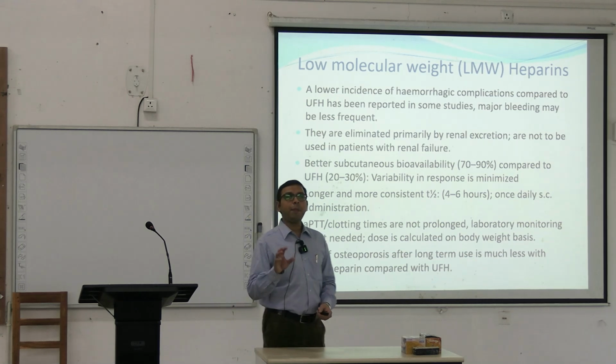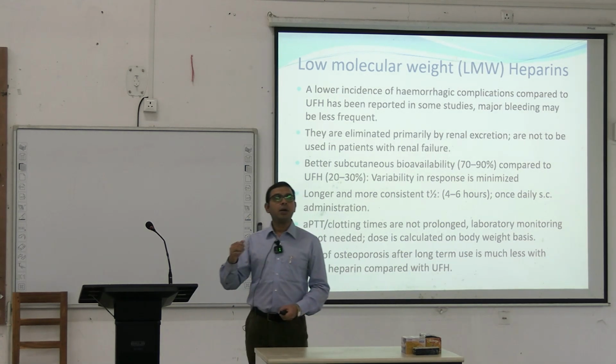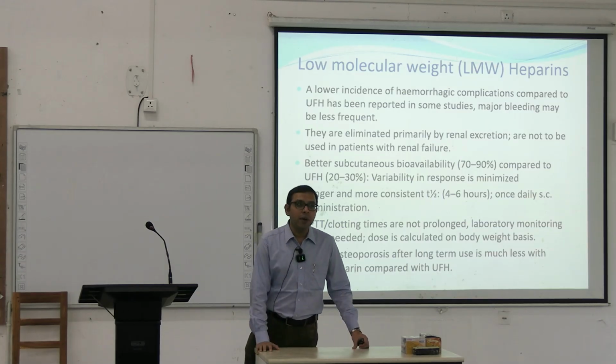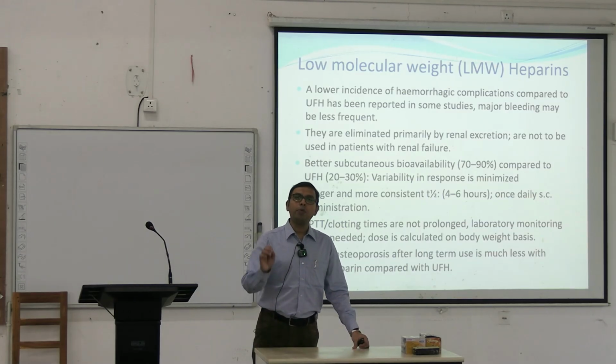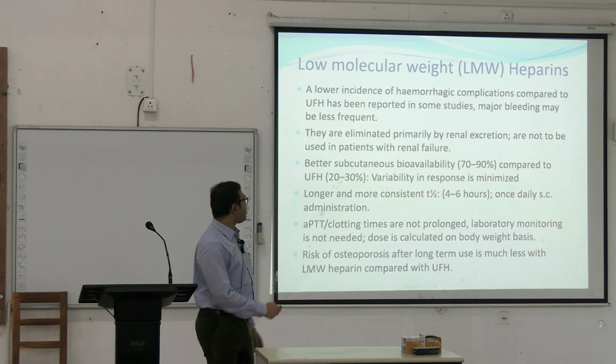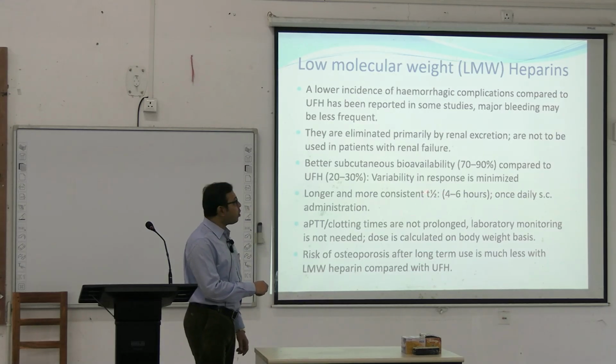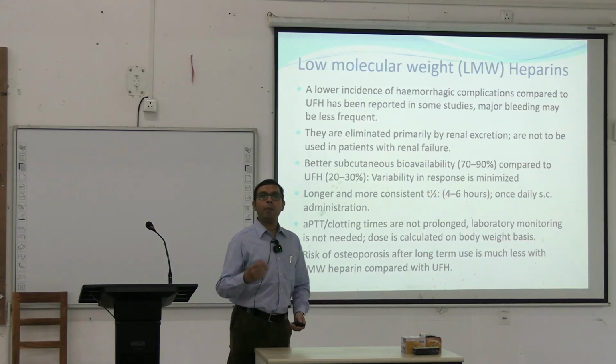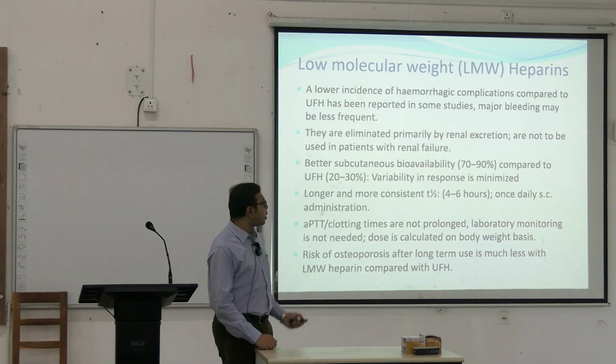So low molecular weight heparin is only excreted by kidney. So this is not to be given in the chronic kidney disease. We have to use the unfractionated heparin. They have better subcutaneous bioavailability. So bioavailability is better, 70 to 90%, compared to unfractionated heparin, which is only 20 to 30%.